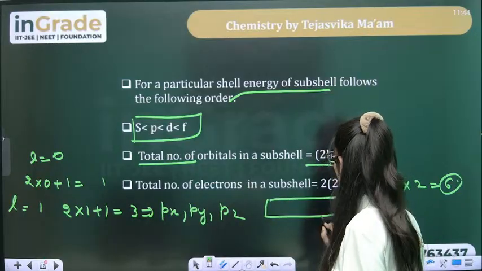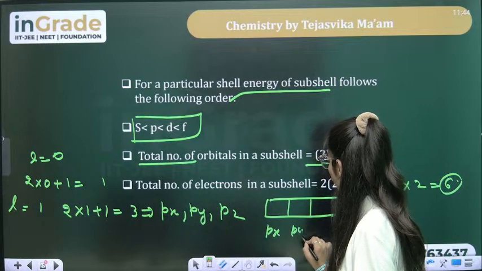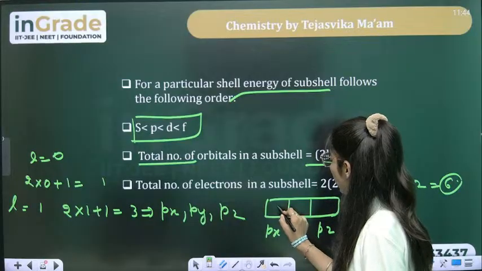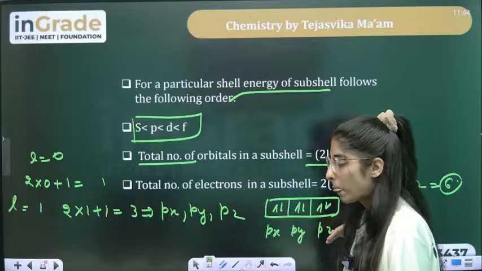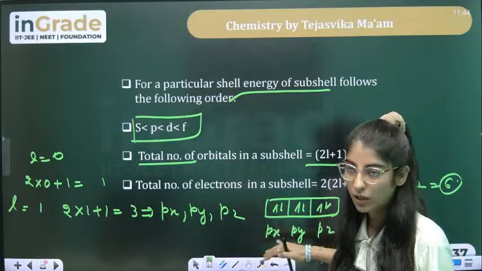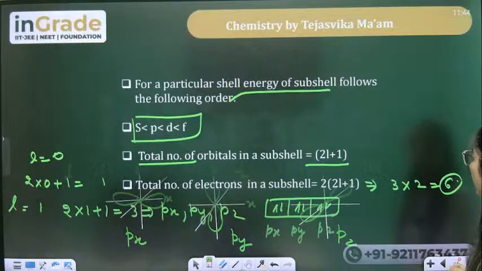Let's say this is your px, this is your py, this is your pz. Then it will be like this. Okay, that's how you are going to add the electrons in your subshells. Okay, now let's move further and see one more thing.